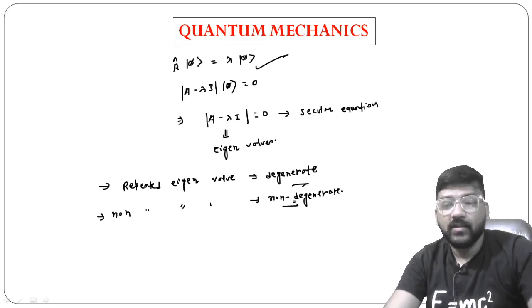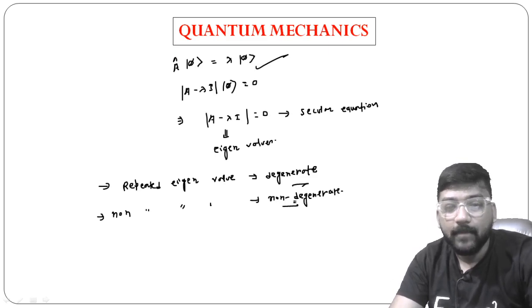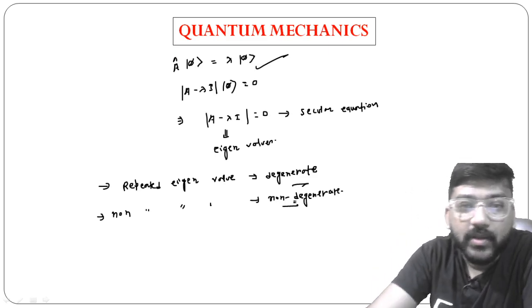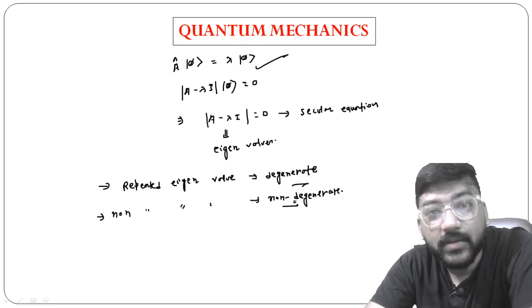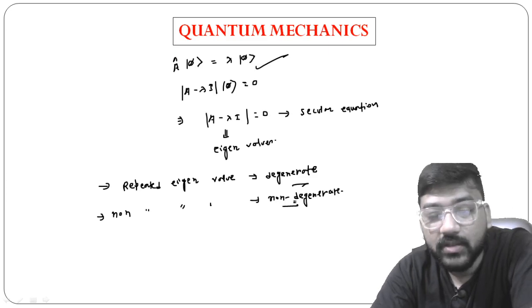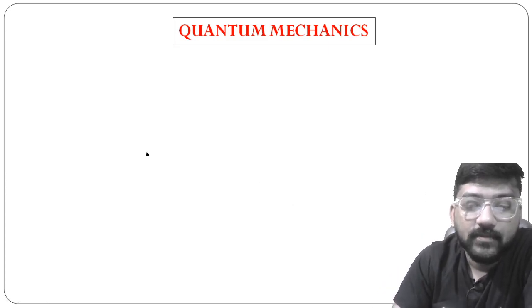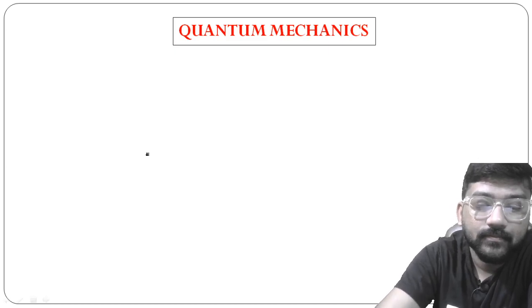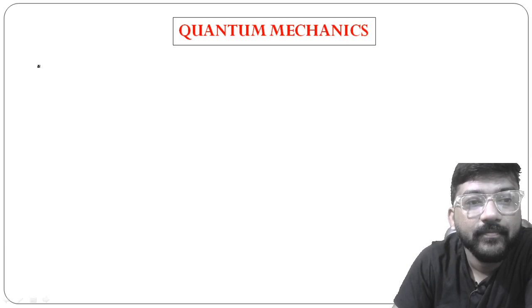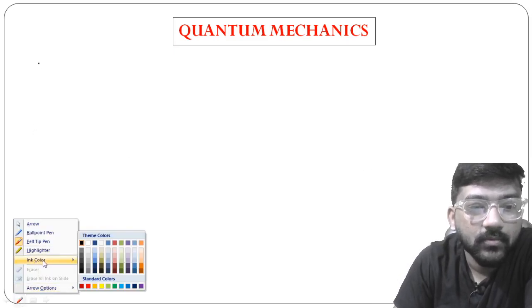Okay, now let us discuss problems so that you can understand the whole thing: how we can find out the eigenvalue and the corresponding eigenvector, and where and how these eigenvectors will be orthogonal to each other. Okay, so let us take a Hermitian operator, that means a Hermitian matrix obviously. Let's take an example in the form of a question.